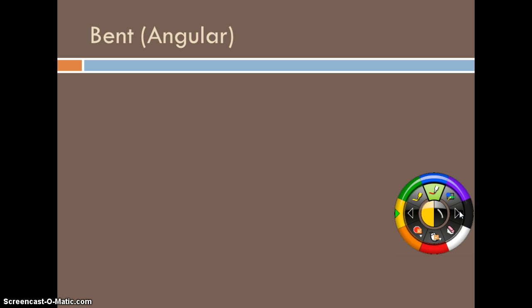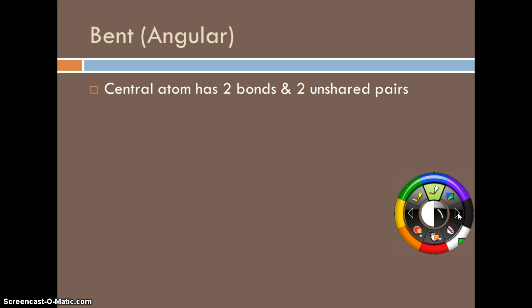The next shape is bent or angular. And so that's going to have a central atom. It's going to have 2 bonds and 2 unshared pairs hanging off of that central atom. And so if we take water for our example, we have 2 hydrogen. Each hydrogen has 1 valence electron. We have 1 oxygen, which has 6 valence electrons. So that leaves room for each hydrogen to attach to the free electrons on the oxygen.